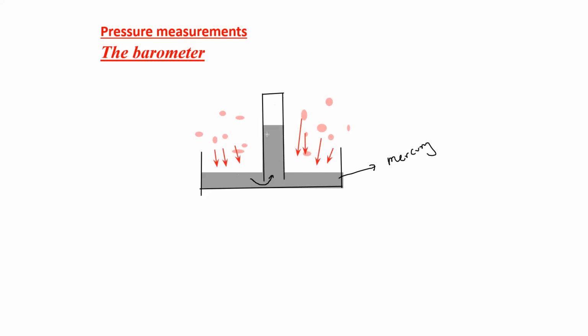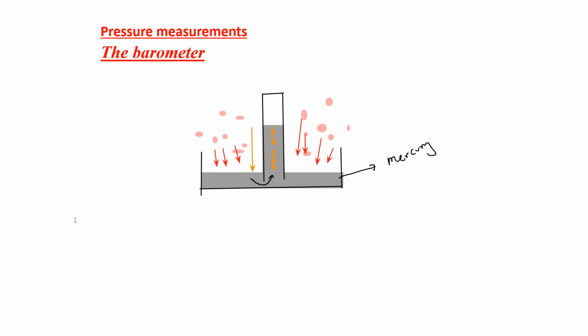So basically, the air particles which are moving randomly collide with the mercury surface, exerting force on the mercury and pushing it, so the mercury will rise in the tube. Once the mercury rises to a certain level, it will stop rising. What does it mean? It means the pressure exerted by the mercury in the tube balances with the pressure exerted by the atmosphere.